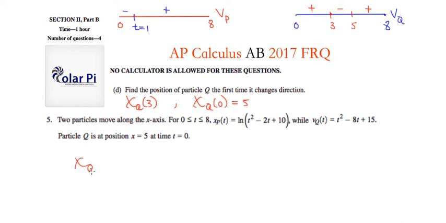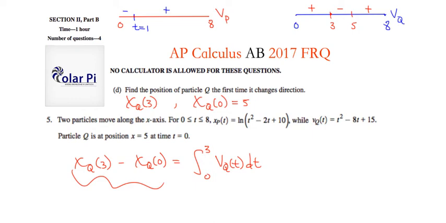We know that x sub q of 3 minus x sub q of 0 will have to equal, since it concerns the position of the particle q, the integral from 0 to 3 of v sub q of t dt, right? If we integrate velocity, we know we get position, and if we put limits on our integral, then by the evaluation theorem, what we've written on the left side is correct, and what we're after is this, right?